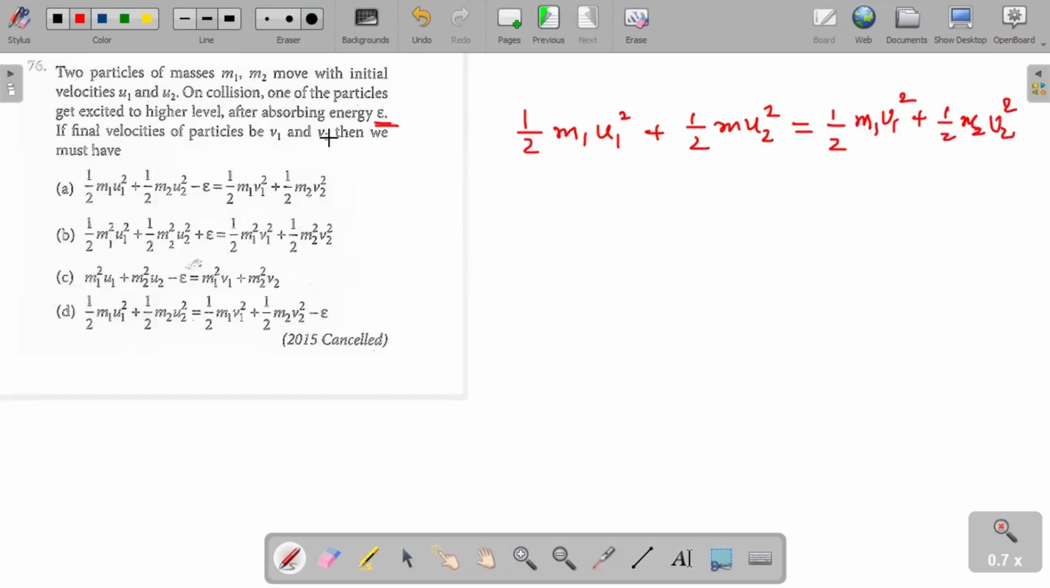But here something else happens. After collision, one of the particles acquires energy plus E. Did you understand? Look, the final velocities of the body.